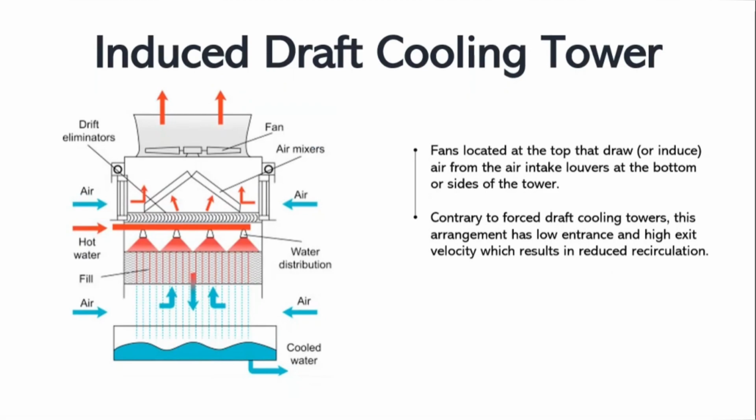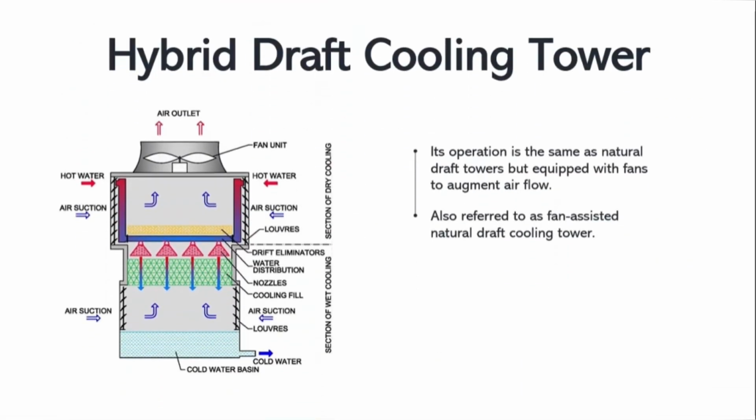Induced draft cooling tower. As we can see, fans are located at the top that draw or induce air from the air intake louvers at the bottom or sides of the tower. Contrary to forced draft cooling towers, this arrangement has low entrance and high exit velocity, which results in reduced recirculation. Hybrid draft cooling tower. Its operation is the same as natural draft towers but equipped with fans to augment airflow, also referred to as fan-assisted natural draft cooling tower.